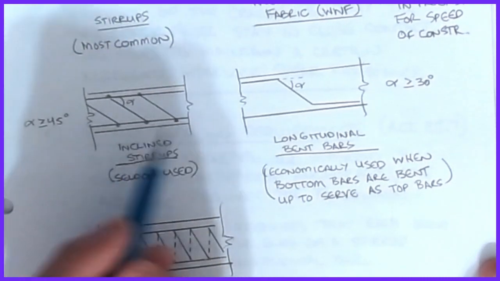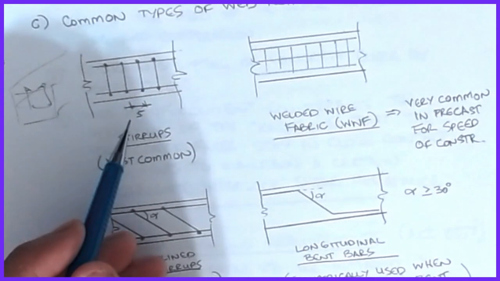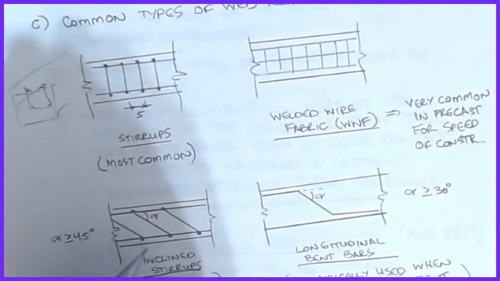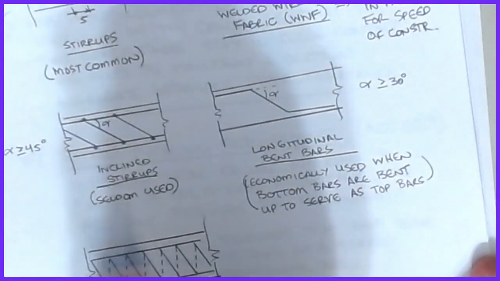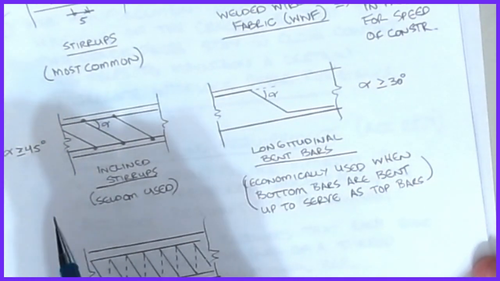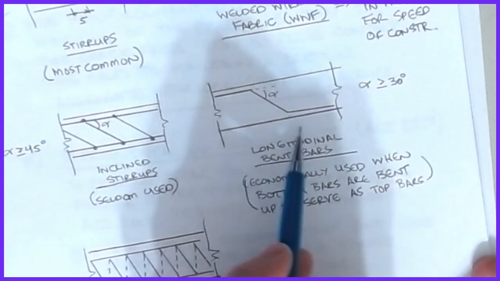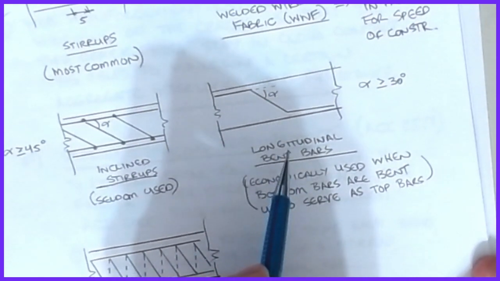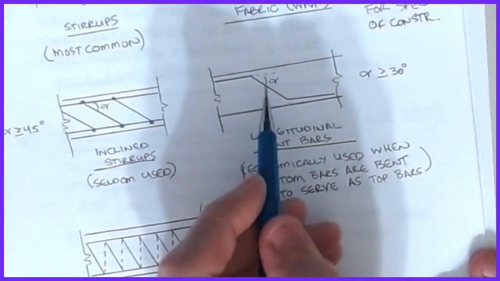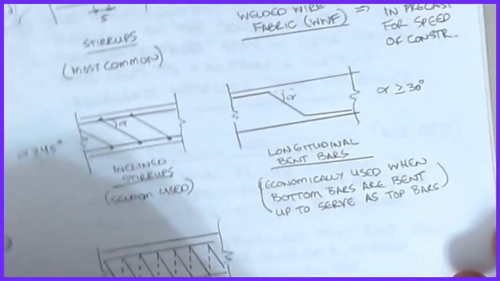Well, it's basically the same as an inclined stirrup. An inclined stirrup is taking the single stirrup I had here and turning it over at some angle. I don't see that very often, but I do see the longitudinal bent bars as a common approach. Basically we're taking the bottom bar and bending it up to work as a top bar. In that region, I've got a stirrup now, that's that bar coming across. Normally this angle is somewhere greater than 30 degrees. You can't be really, really flat on that as we look at it.